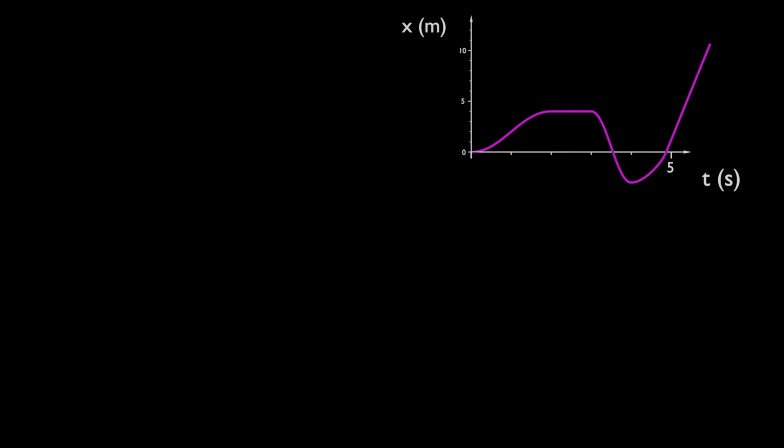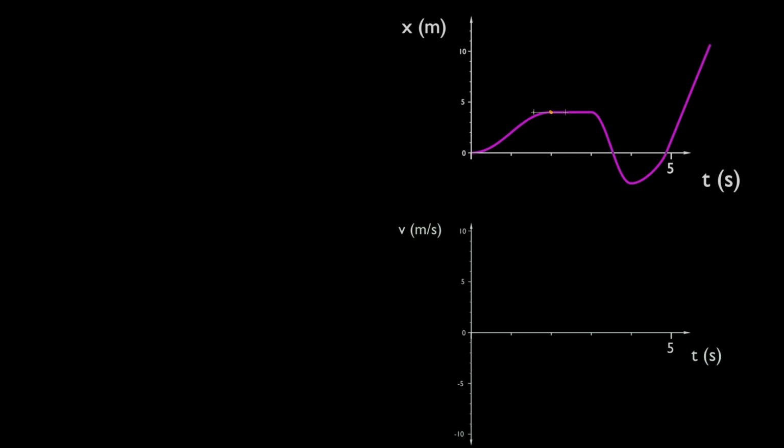Let's start with an easy point. At this point, the slope is 0, which means that the velocity is 0. So I'm going to mark that on the graph below, the velocity versus time graph, as 0. Also at this point, the velocity is 0. Mark that also. I'd also say at the beginning, the slope looks to be 0, so I'm going to mark that too.